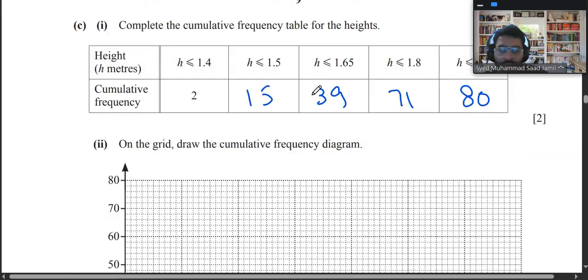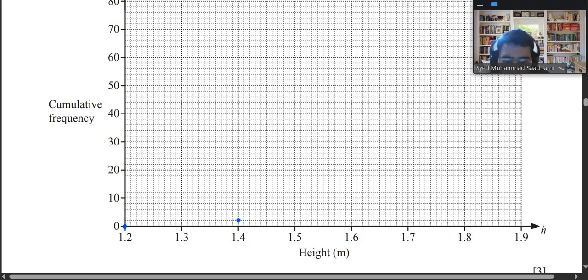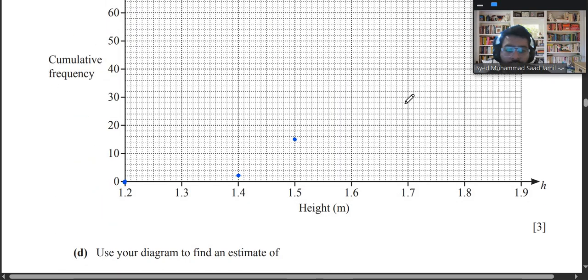Then we have when it's 1.5, cumulative frequency is 15. So it's going to be 10, 12, 14, 15 over here. Then at 1.65 it's 39. 1.65 is over here and 39 is somewhat over here.